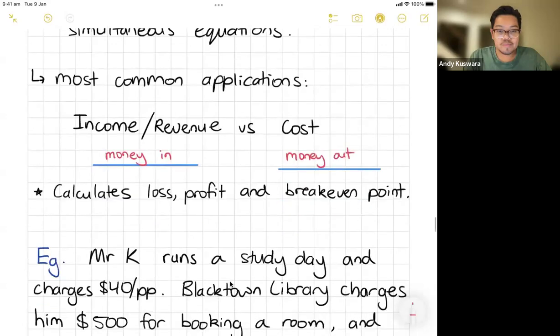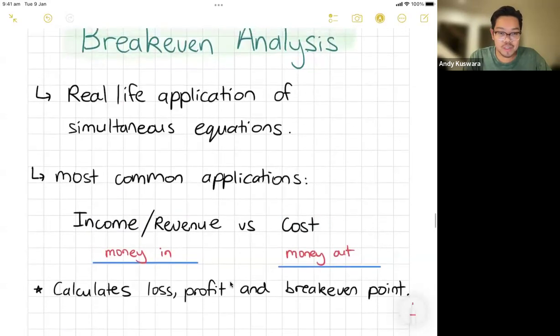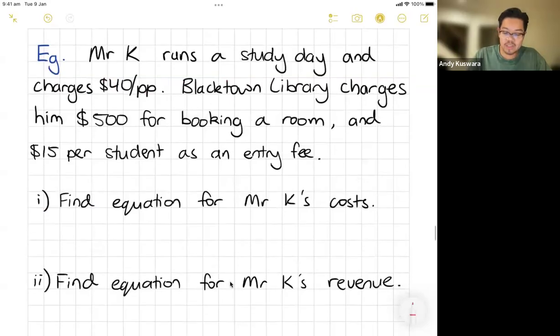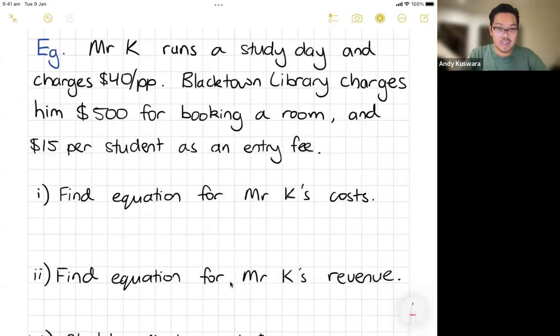And essentially, what we're going to do here is calculate loss, profit, and a break-even point using our straight lines. Okay, here's an example. We're going to try break this down. Mr. K runs a study day. Let's pretend I run a study day, and I'm going to charge $40 per person, which I think is going to be fairly generous. Blacktown Library charges me $500 for booking a room, and on top of that, $15 per student as an entry fee. So imagine that this was what's going on.